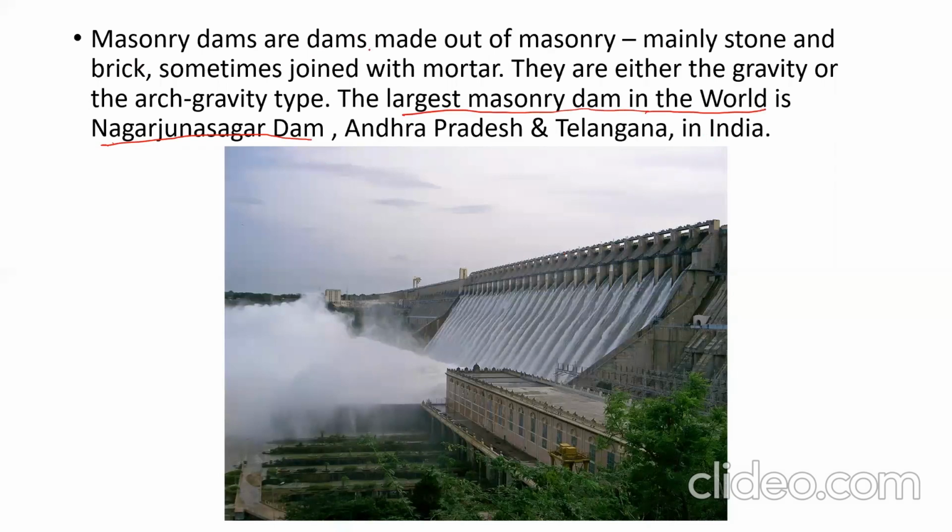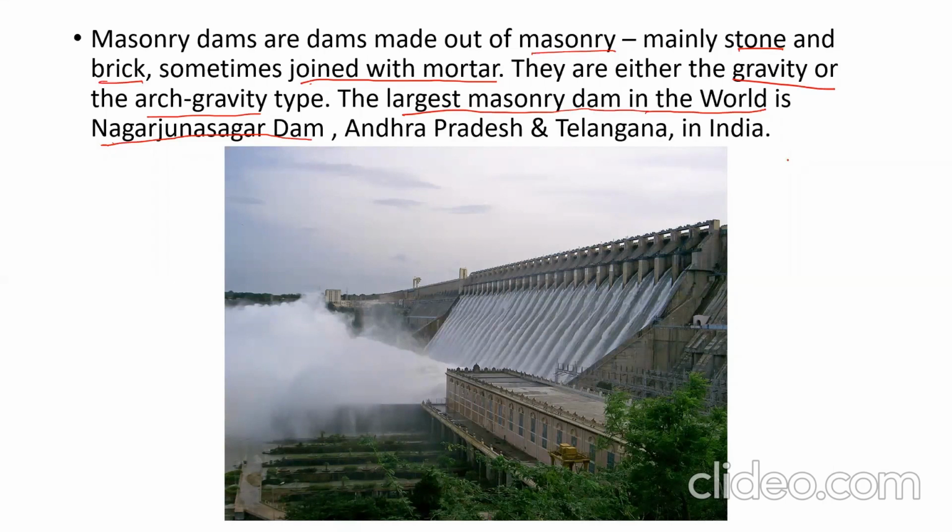Masonry dams are dams made up of masonry, mainly stone and brick, sometimes joined with mortar. Those are joined with mortar. They are gravity or arc gravity type. These are their types. Arc gravity types means what, their shape is like this.